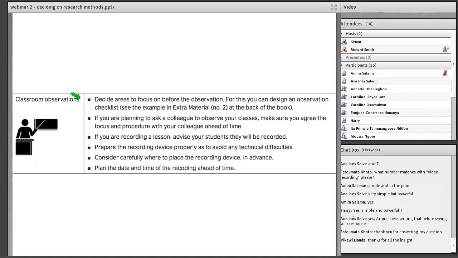Observations by somebody else. You have to tell that person who's going to observe you what you want them to focus on. And for this, you could design a kind of observation checklist. I'm going to show you an example in a minute.